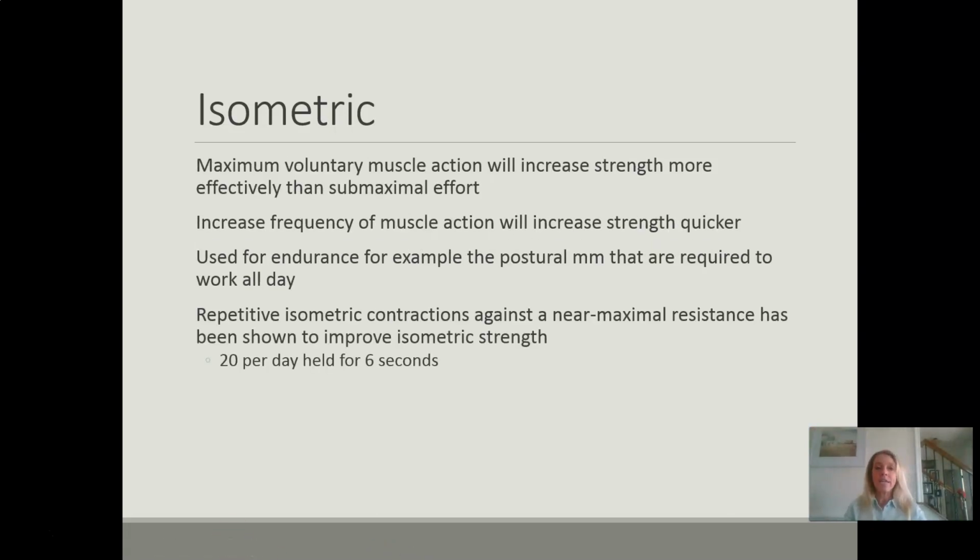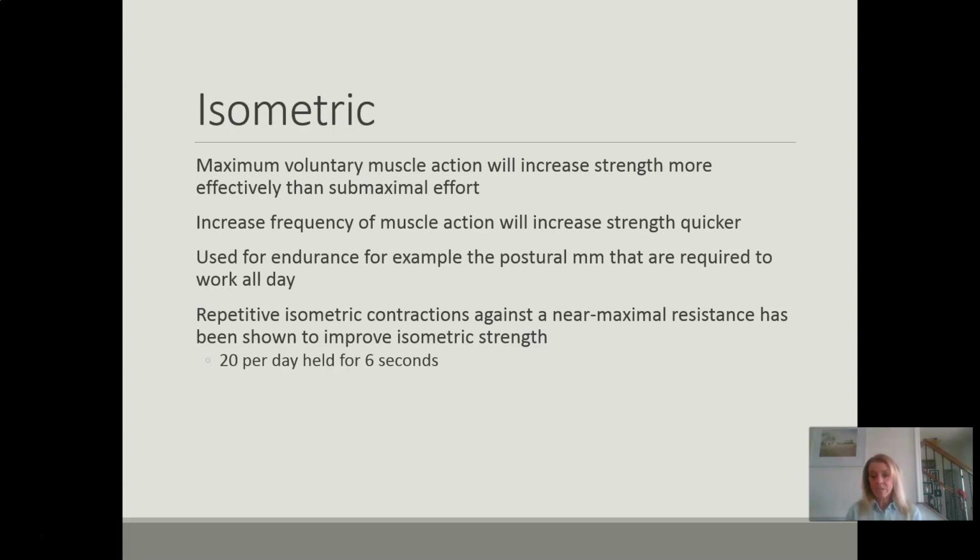With isometric training, a maximum voluntary contraction will increase strength more than a submaximal effort. That makes sense, right? But sometimes we don't want our person putting in maximal effort right away. If they're very early on in rehab, we might want them to just try to get that muscle to fire a little bit, get used to getting the muscle to contract, working at more of a submaximal level. If we increase the frequency, we'll increase strength more rapidly. So if they do these exercises more regularly, more often, their muscle will start to get stronger.